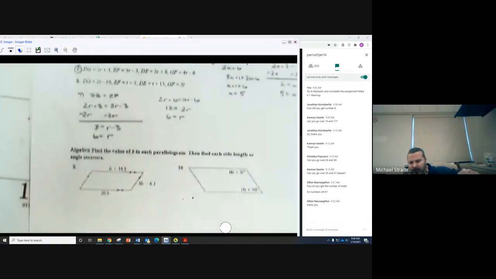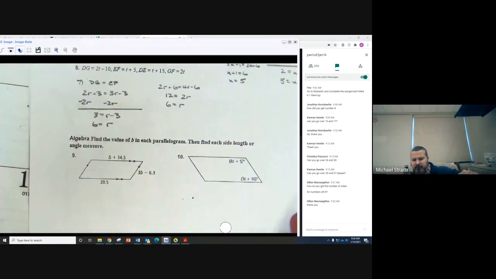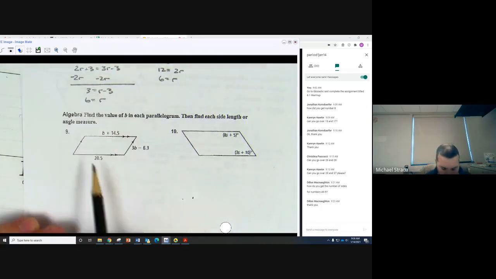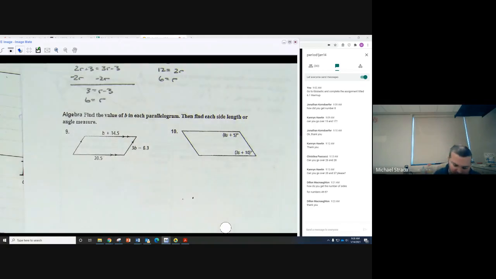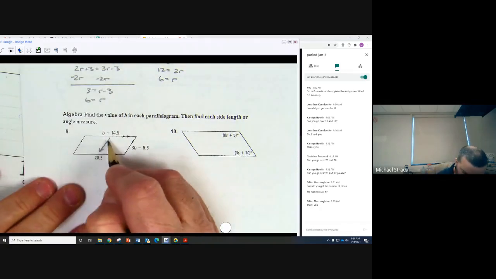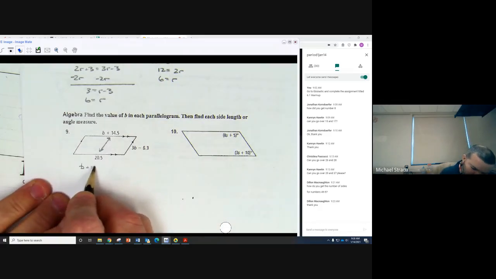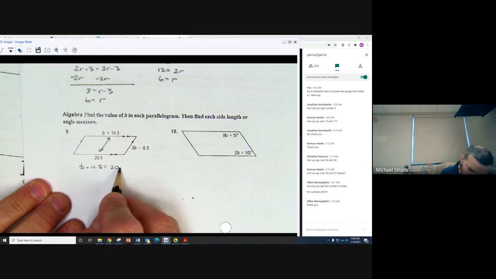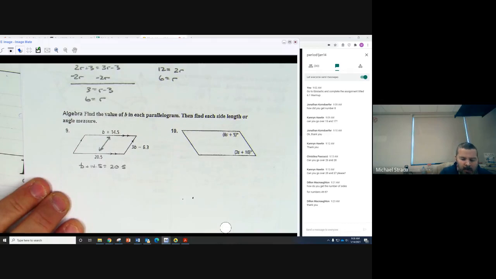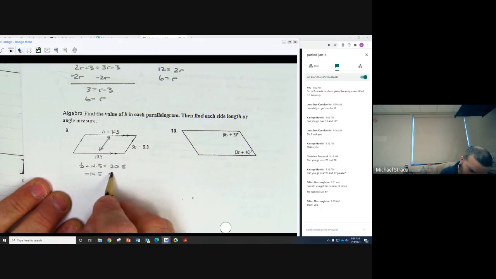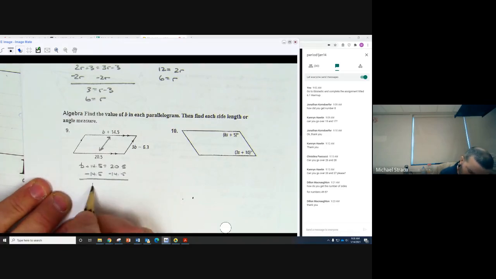Now, when it comes to general information, you have to determine which property is being used. In number 9, they're giving you 3 different sides. You have to remember there's a relationship between the opposite sides. They're the ones that are equal to each other. So B plus 14.5 equals 20.5. Subtract 14.5 from both sides. And B equals 6.